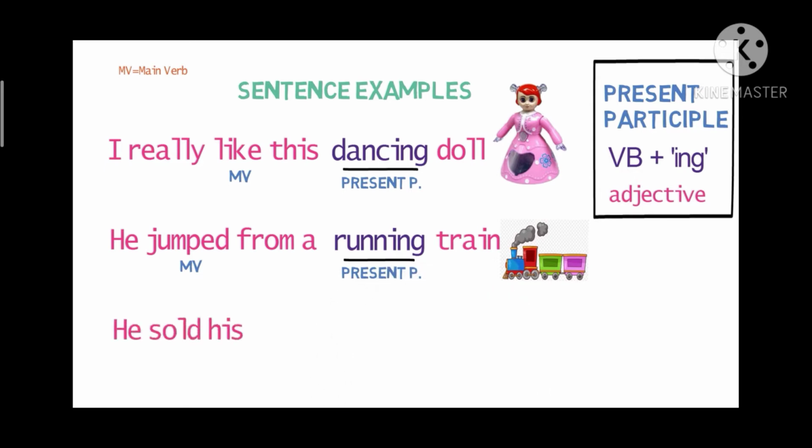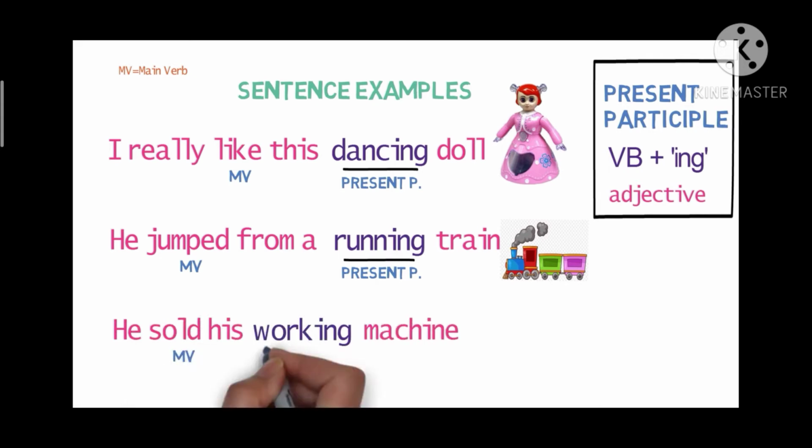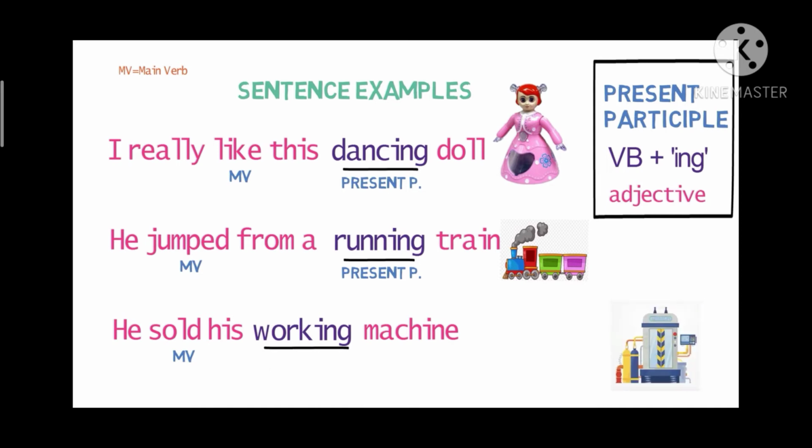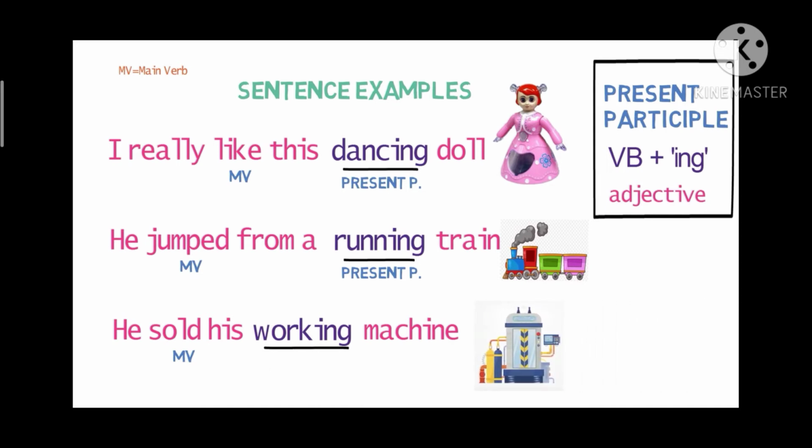He sold his working machine. Here, main verb is sold and working is secondary verb in ing form. As it is describing the machine, it functions as adjective in the sentence, and so it behaves as a present participle in the sentence. Now we got the idea of present participles. Let's look into past participles.